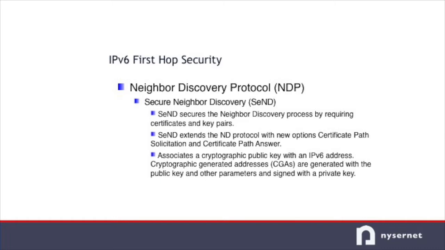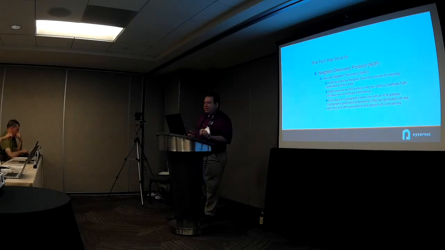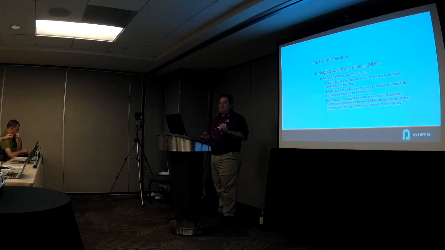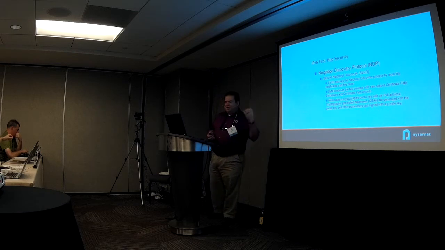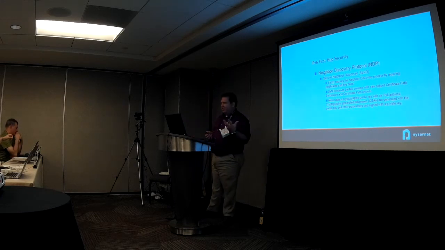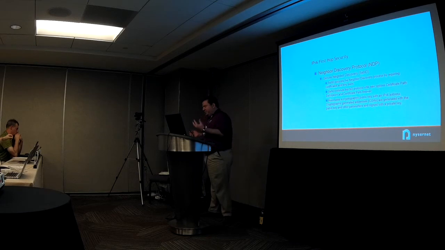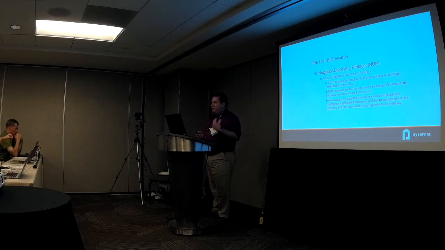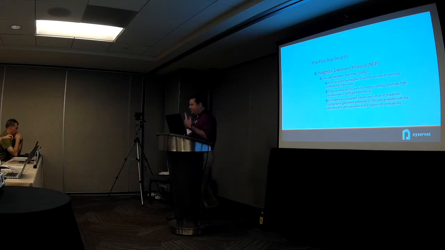So Secure Neighbor Discovery involves an extension of the neighbor discovery process that requires certificates and key pairs. So there's a new set, instead of just neighbor solicitation and advertisement, router solicitation, advertisement, there is now certificate path solicitation and certificate path answer. Why they changed to answer instead of advertisement, I don't know. So there's some cryptography associated with this, and I took out a lot of these slides because you could spend all day on it, and there's one slide that ends up being the be-all and end-all for this.